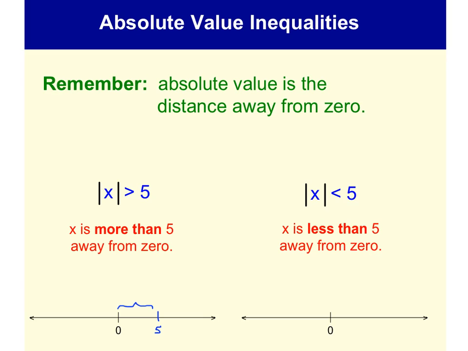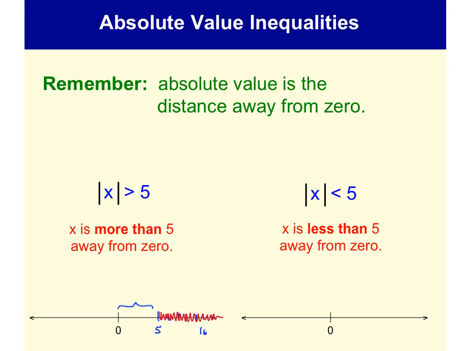So right now, between 0 and 5, that's a distance of 5. But if I want that distance to be more than 5, I need to go further out. So I could go out here to 6, 7, 8, 9, 10, all those distances are more than 5 away. So any of these values will work for this, saying that x is more than 5. So I'm going to go ahead and just do this over here, and we could continue that all the way to the right.